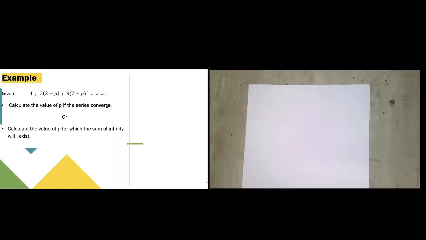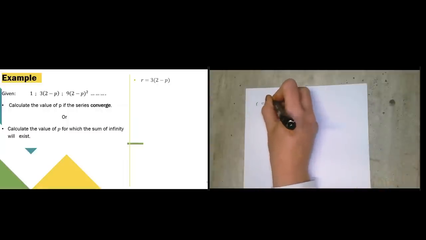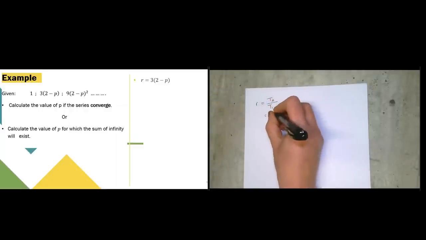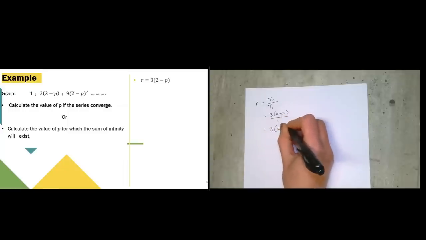The first thing you need to know is, remember, we need to calculate our ratio. How do I calculate my ratio again? My ratio is term 2 divided by term 1. To calculate your ratio, you would say second term divided by first. Your second term was 3 brackets 2 minus p divided by 1, so your ratio was 3 times in brackets 2 minus p.